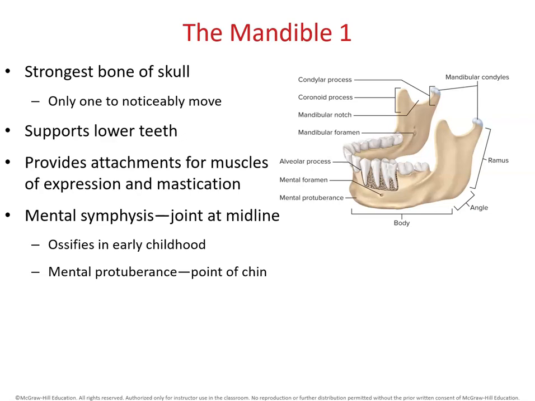The mandible is actually two bones that are fused together in early childhood, and that joint at the midline is called the mental symphysis. And also the mandible gives your face some shape. If you have a square jawline or a large chin, that's due to the shape of your mandible.